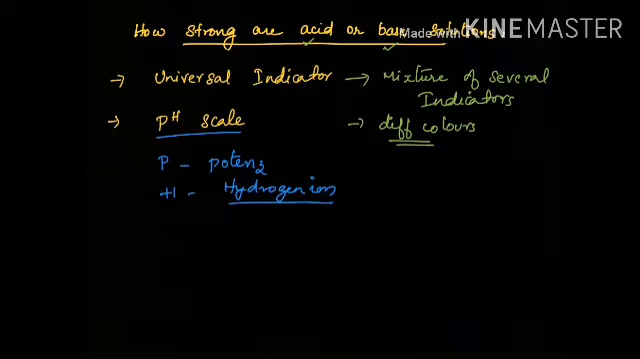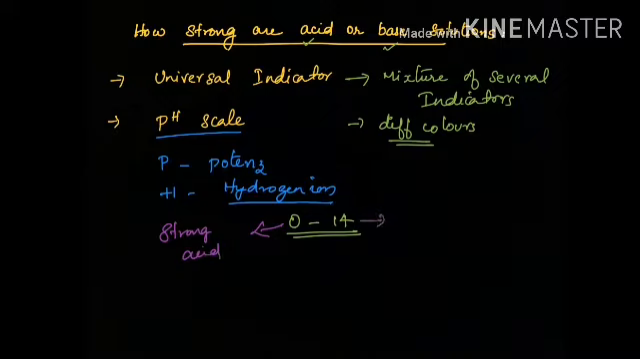A pH scale has a measure between 0 to 14. If the value is 0, that means it is a strong acid. And if the value is 14, that means it is a strong base. So if the value is 0, that indicates the solution is a very strong acid, and if the value is 14, it is a very strong base.